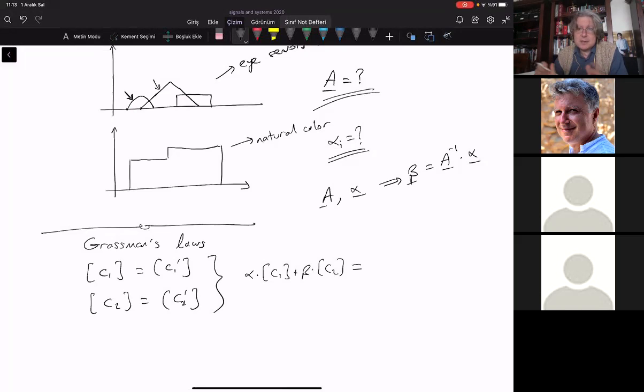Okay, we have a different issue going on here. This equality is not equality. It means color matching. Let me write it.